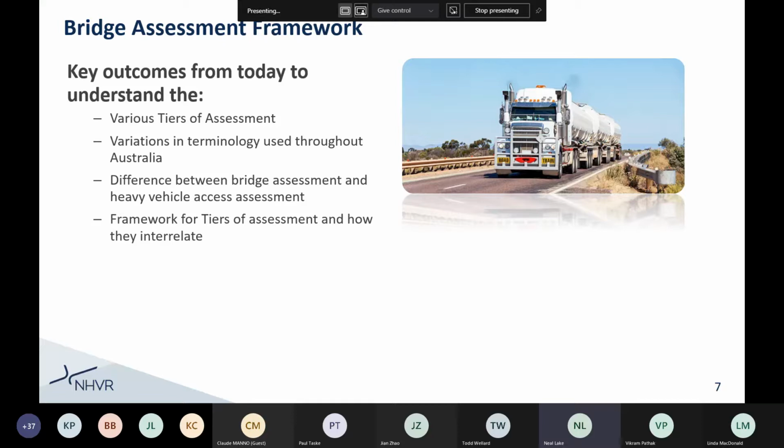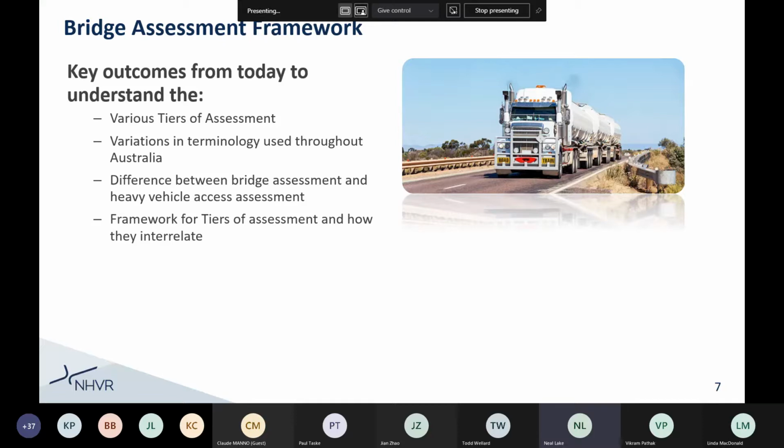Importantly, I really want to stress the difference between bridge assessment and heavy vehicle access assessment. The two things, while they can use similar processes, are very different things. And it's very important, I think, that we understand what those are, and I want to cover that off in today's session.